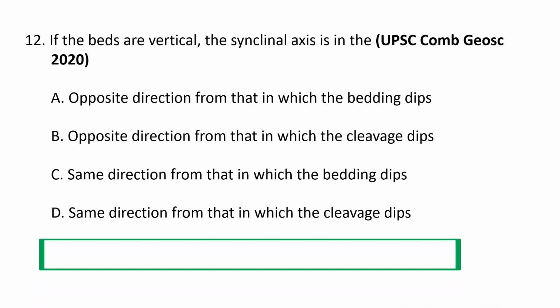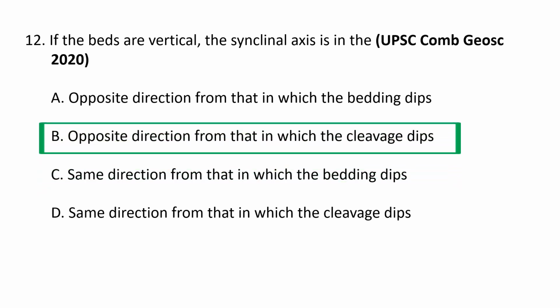Next question. If the beds are vertical, the synclinal axis is in the A. Opposite direction from that in which the bedding dips, B. Opposite direction from that in which the cleavage dips, C. Same direction from that in which the bedding dips, and D. Same direction from that in which the cleavage dips. So here the correct option is B. Opposite direction from that in which the cleavage dips.